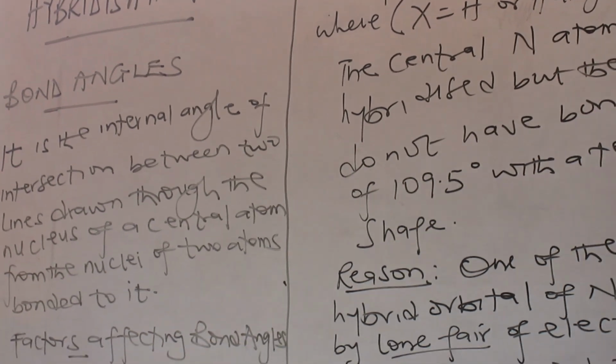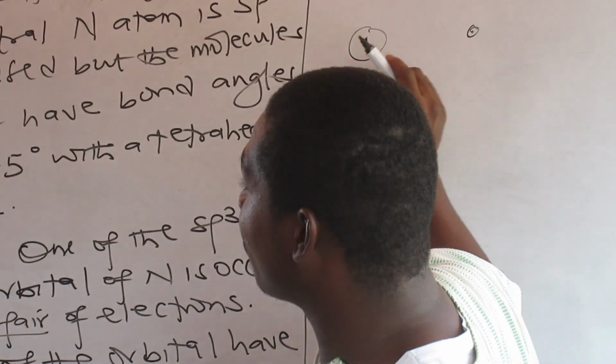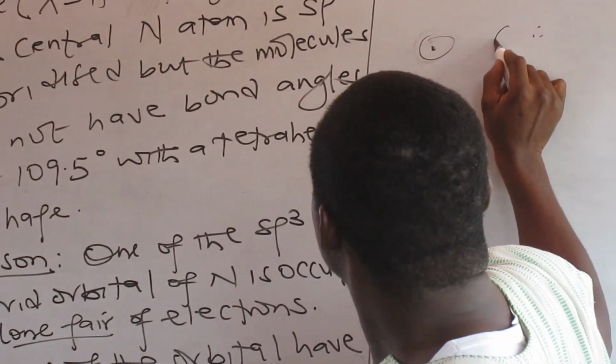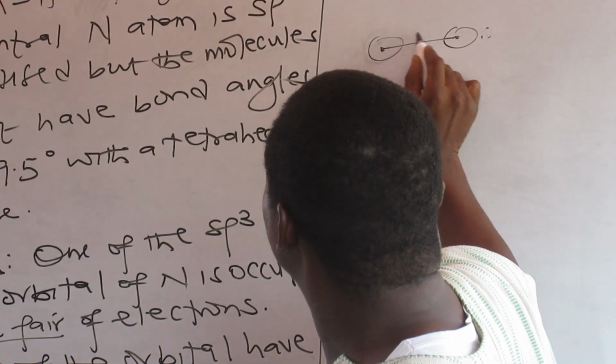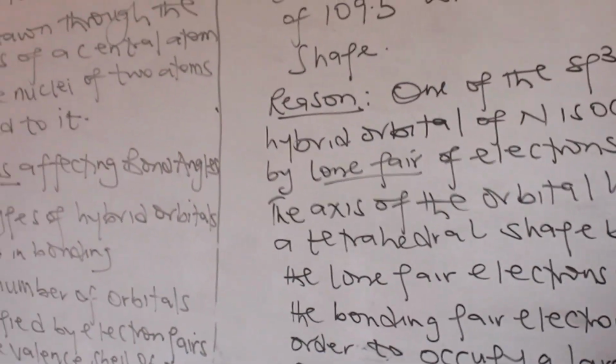So bond angle. So the center from one nucleus to the other, right? That's the bond angle. It's a line drawn. So you have this line, right? The angle can be here, right? Bond angle. Factors affecting bond angles.